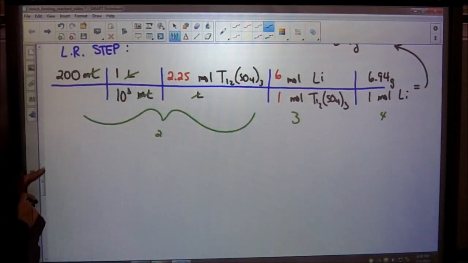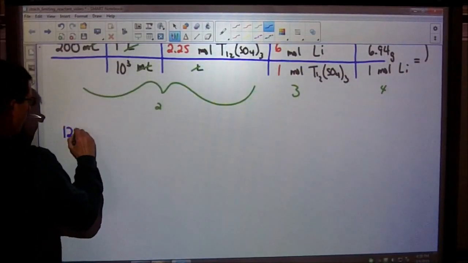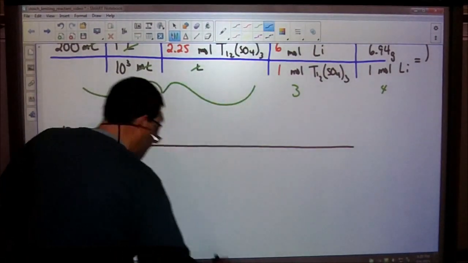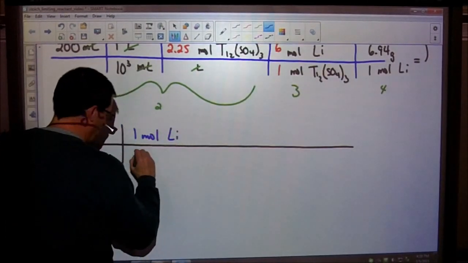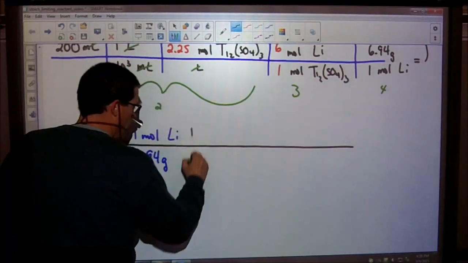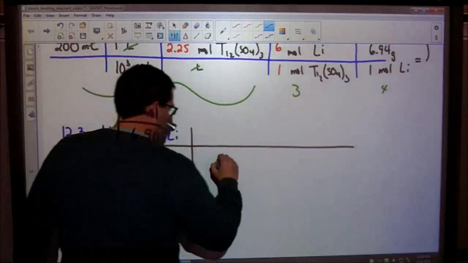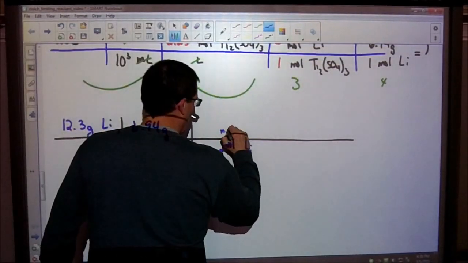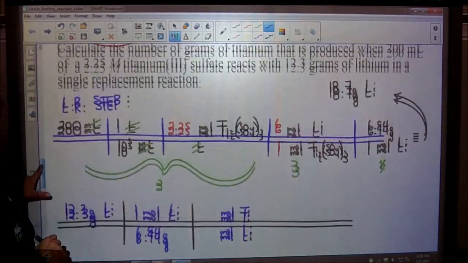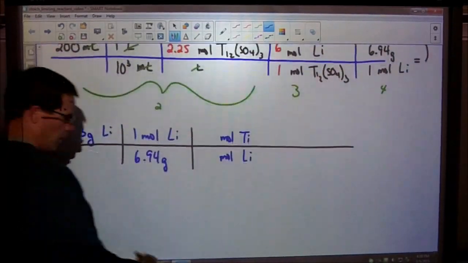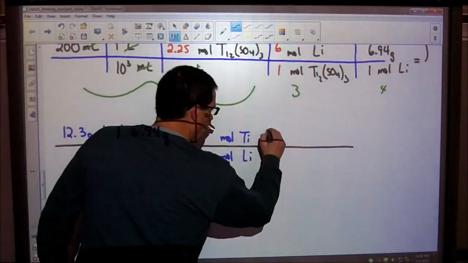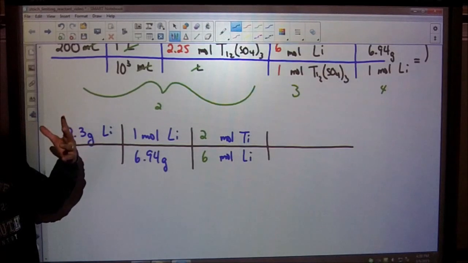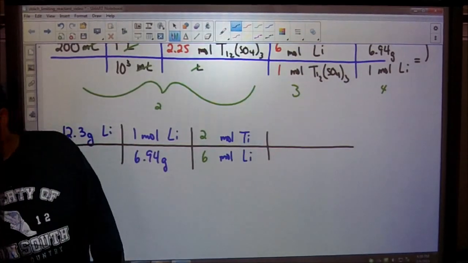So again, we're going to start with 12.3. Okay, so 12.3 grams of lithium and 1 mole of lithium is 6.94 grams. So that right there is step 2. So step 3, I want to get rid of my moles of lithium and I'm looking for moles of titanium. So again, from the balanced equation, we have a 2 for the titanium and a 6 for the lithium. 2 and 6. And remember, just because 2 can go into 6, don't automatically just reduce that, because later on some people are going to go, where'd that 1 and the 3 come from?